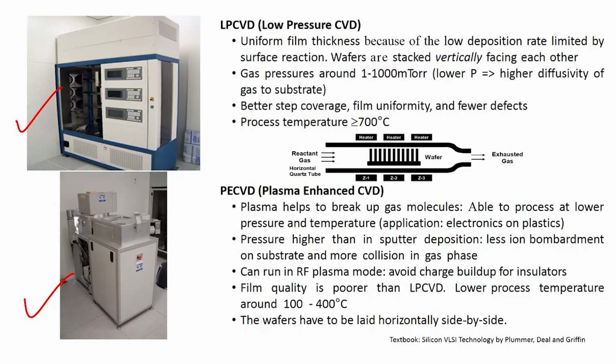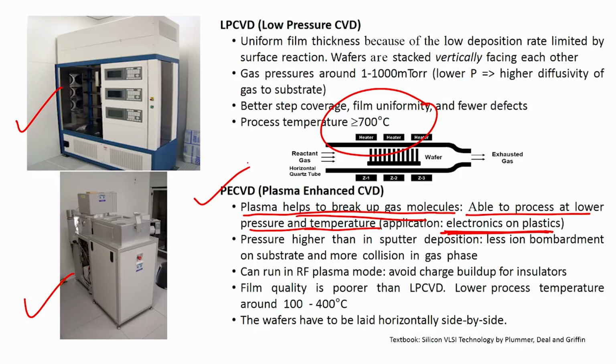In plasma CVD, the plasma helps to break up gas molecules, so we are able to process at low temperature and pressure. That is why the application is electronics on plastic. Why? Because if I use plastic at 700 degree centigrade or more, what will happen? Correct, it will burn. But if I want flexible electronics and an insulating film, then I can use plasma enhanced chemical vapor deposition.